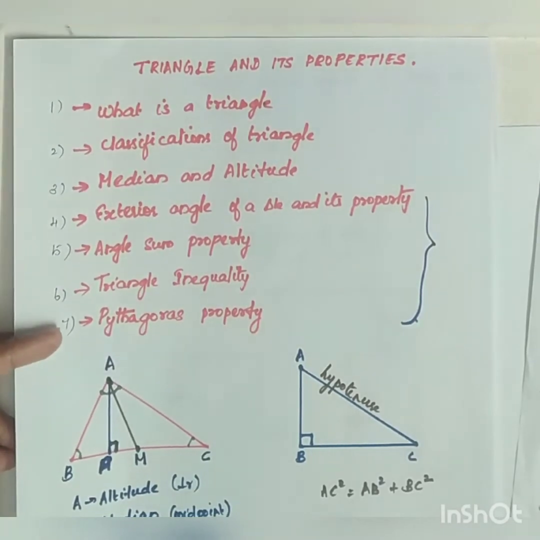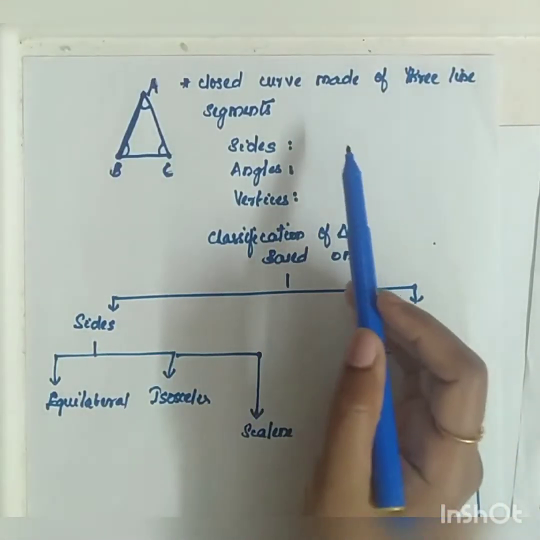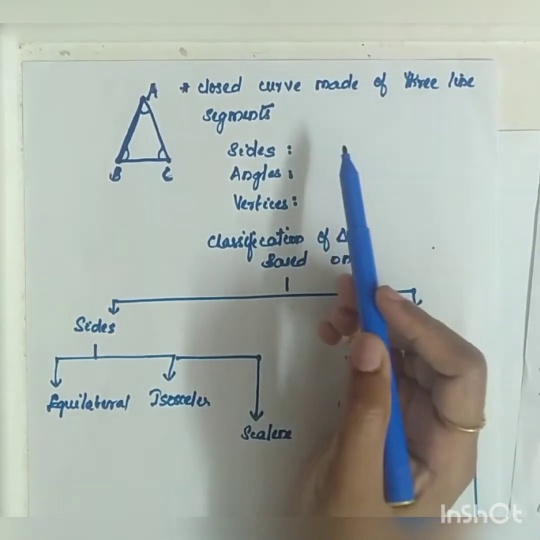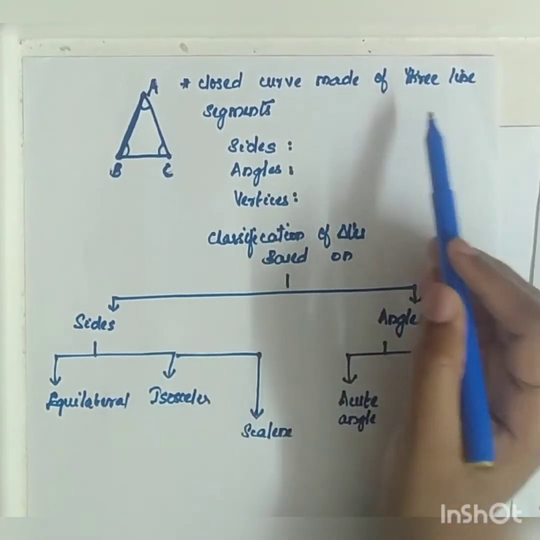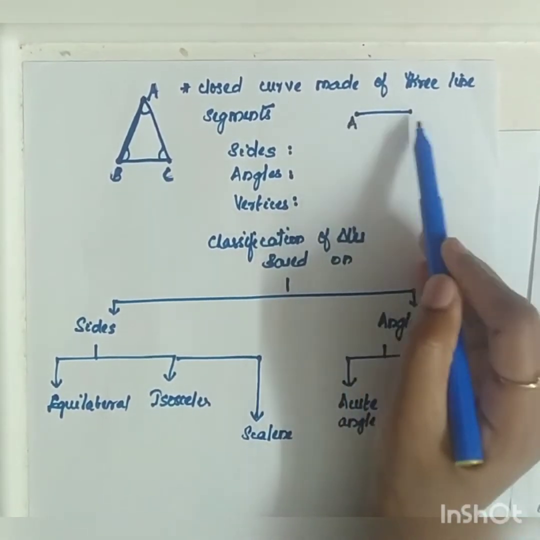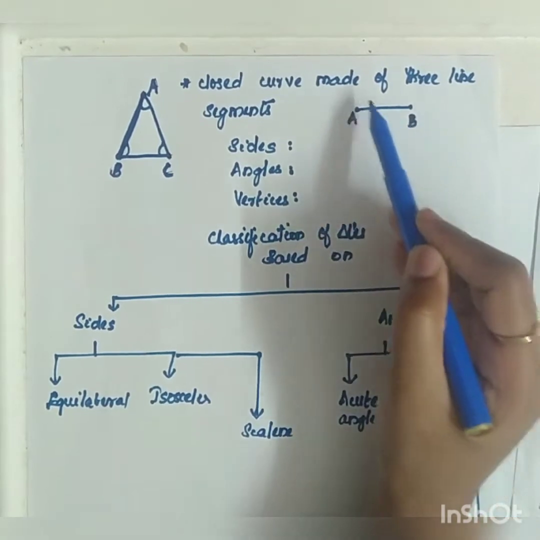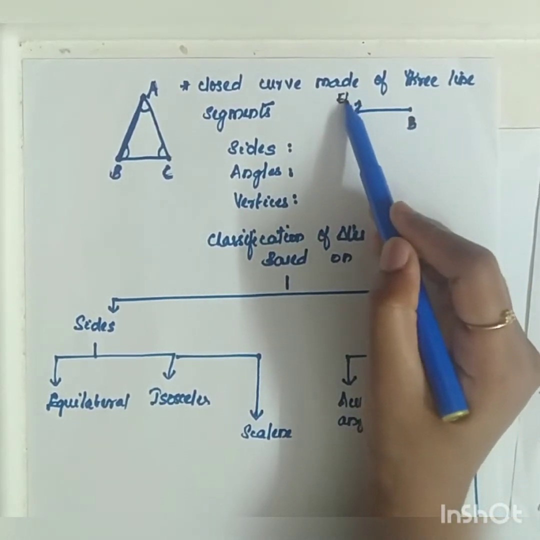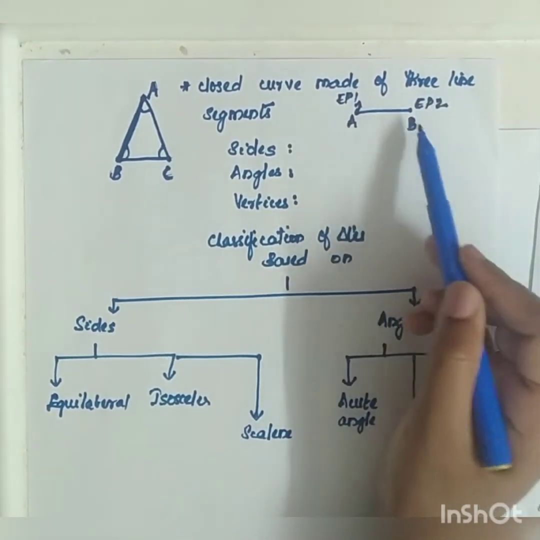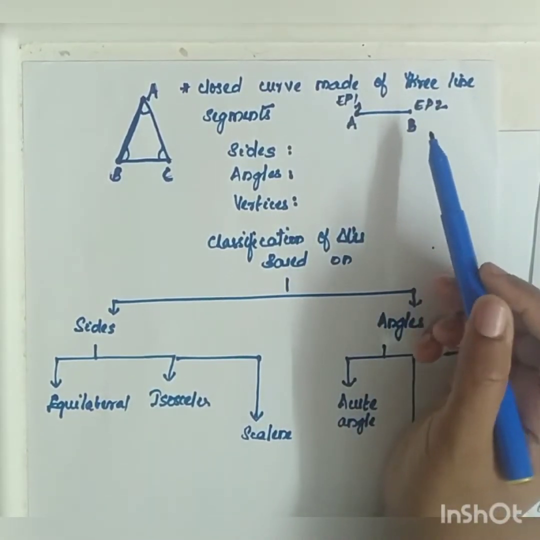So now let's see what is meant by a triangle. A triangle can be defined as a closed curve made of 3 line segments. So what is meant by a line segment? A line AB can be said to be a line segment if it has 2 endpoints. So suppose this is endpoint 1 and this is endpoint 2, then I can say that the line AB is a line segment.